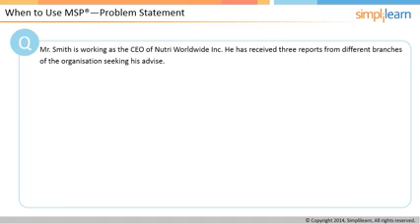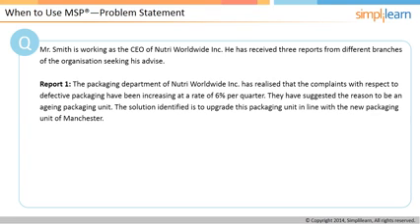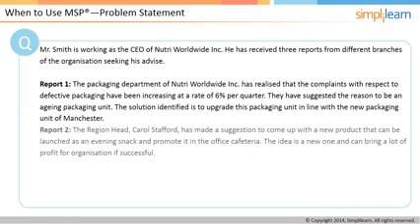Nutra Worldwide is a U.S.-based organization that produces healthy snacks and cereals. Mr. Smith is working as the CEO of NutraWorld, Inc. He has received 3 reports from different branches of the organization seeking his advice. Report 1 states that the packaging department of Nutra Worldwide, Inc. has realized that the complaints with respect to defective packaging have been increasing at a rate of 6% per quarter. They have found the reason to be an aging packaging unit. The solution identified is to upgrade the packaging unit in line with the new packaging unit of Manchester.